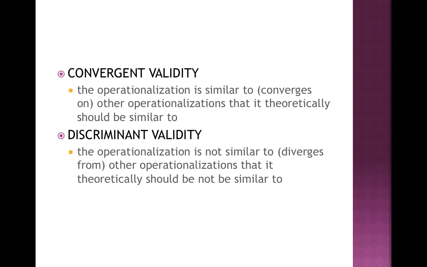You might see in research articles they're talking about convergent validity, which is whether it is theoretically similar to other measures. And also, is it not similar? Let's say I have a happiness scale. I want to compare it against a depression scale to make sure that they're completely different.